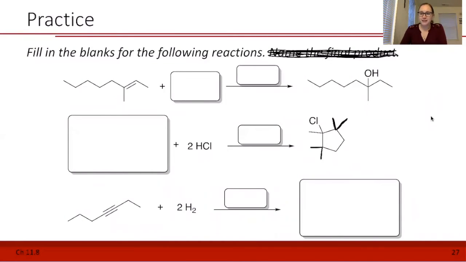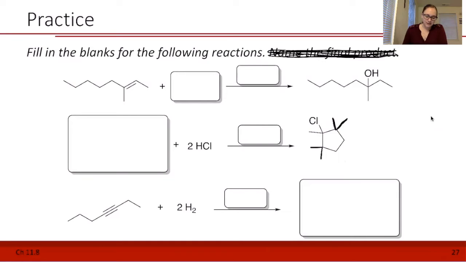You will notice mine looks a little bit different than yours. I just decided about 3 minutes ago that I was going to change these slightly. So they should be correct on your paper in front of you. And I just modified my own right here. So fill in the blanks for the following reactions. Take a moment, do these on your own, and I will meet back with you and go through the answers.